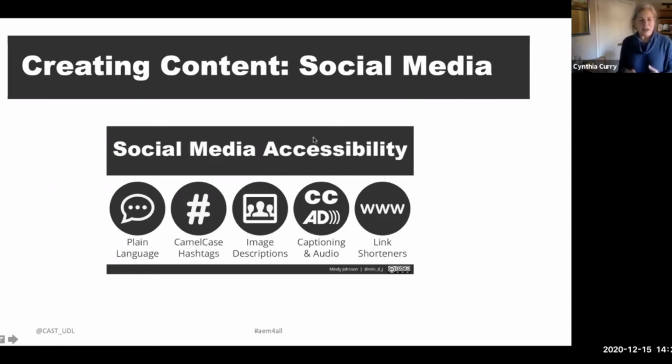And then there are just some best practices around using plain language, camel case hashtags, and link shorteners. So those are just some examples that are also available on our website with additional guidance.